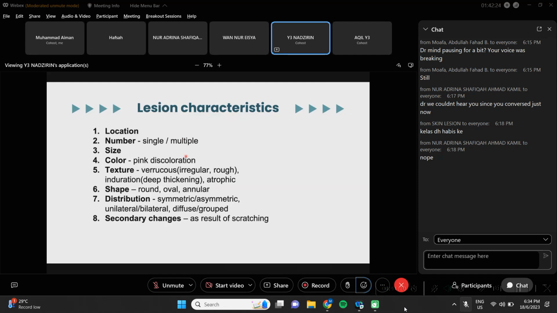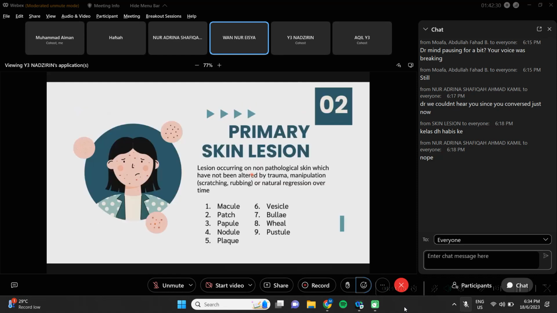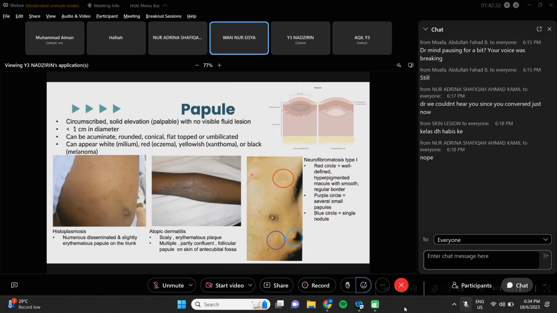Doctor, I have one question. Mm-hmm. So, for example, the neurocutaneous stigmata, right? Is it considered as a primary or a secondary skin lesion? What do you mean by neurocutaneous stigmata? For example, the ash leaf hypopigmentation, or any neurocutaneous stigmata. Is it considered as a primary or secondary skin lesion?